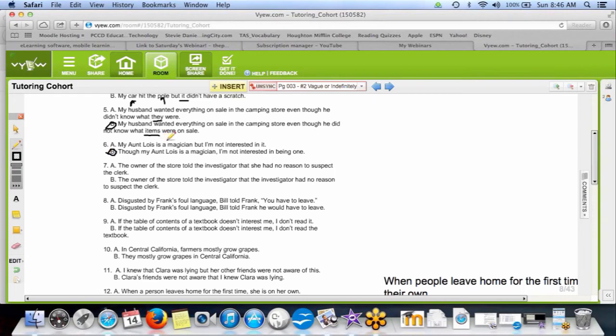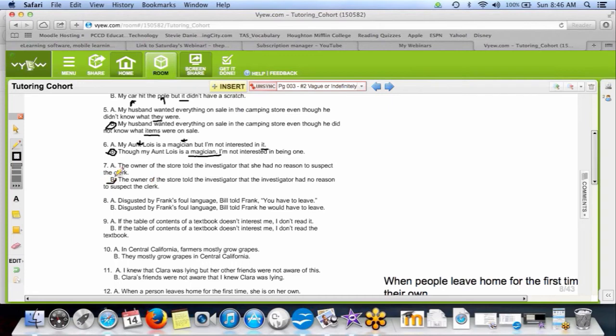My Aunt Lois is a magician, but I'm not interested in it. "It" being what? Becoming a magician, being an Aunt Lois? We don't know what that is. So here we have "I'm not interested in being one," not being a magician. Okay, so it's a more clear pronoun here. Number 7, A or B.